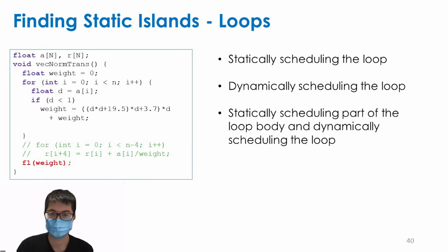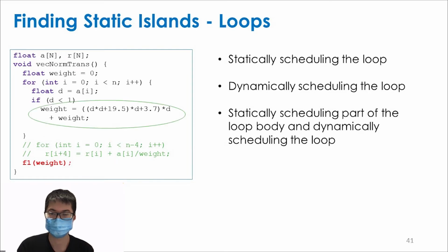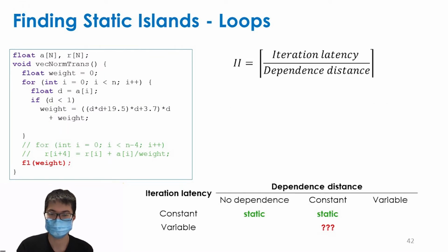So the loop may be scheduled by one of 3 approaches. It may be purely statically scheduled, or purely dynamically scheduled, or it is dynamically scheduled but its loop body can be partially statically scheduled. For this example, we statically schedule the self-update statement. We will later introduce how we find it. Okay, now we have a performance model, and we can make a proper decision on how to schedule these loops.